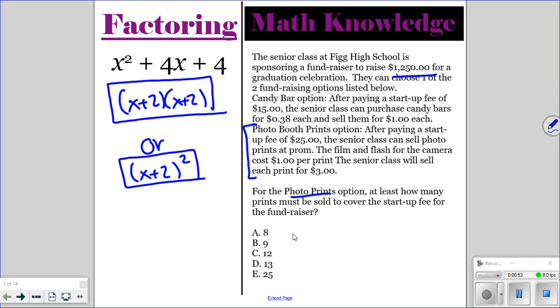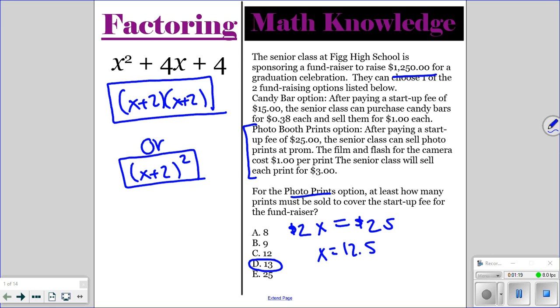So every one that they sell, they're going to make $2 because there's a difference between $1 and $3. That's the difference between those. And we have $25 to cover. So $2 times what equals $25? Well, that's going to be 12 and a half. So they have to sell at least 13. You can't sell half of a print. You have to sell at least 13 just to cover the startup fee.